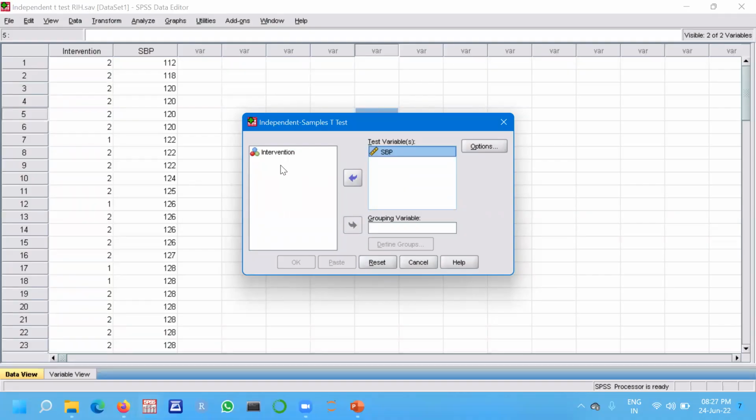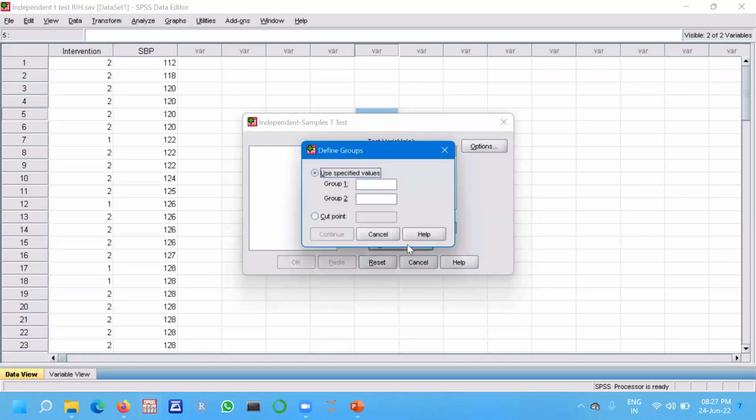Now, the grouping variable is the intervention, drug or placebo. So, we are keeping this in the grouping variable. Now, we have to define the group, isn't it? We need to define the group. So, how to define the group? Group 1, 1. Group 2, 2.